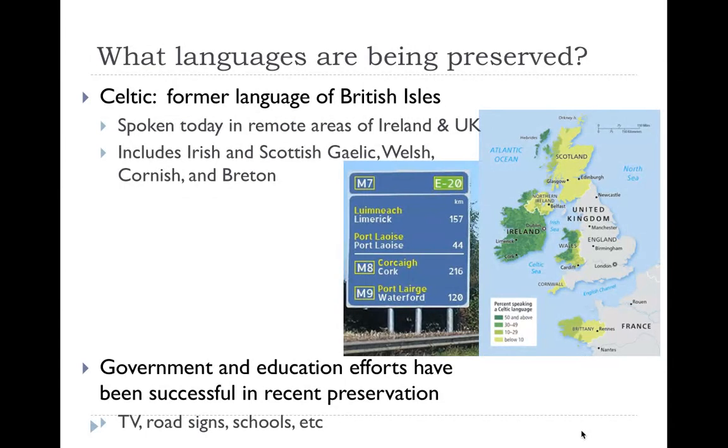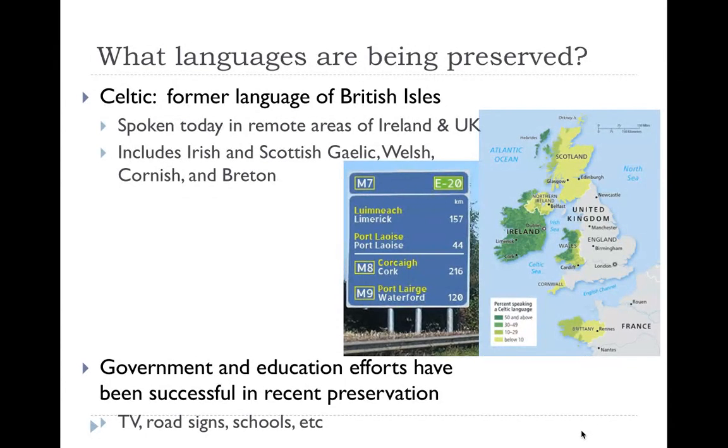So what languages overall are being saved or preserved is a big question here. There's a couple of good examples. Number one is Celtic. Celtic was the former language of the British Isles, if we go way back; we saw that on one of our maps earlier. Today, it's spoken in more of the remote areas of Ireland and the United Kingdom, which you can see on our map there, where it's spoken mostly.